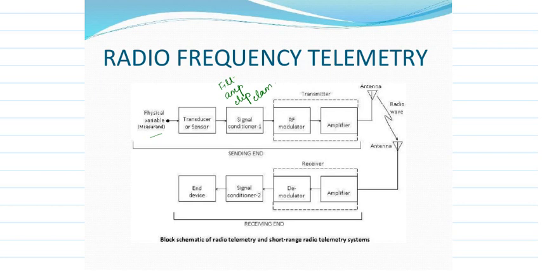Then it comes to the transmitter. Your transmitter block consists of two things, that is the modulator as well as the amplifier. That's all. Then we have an antenna. Then the receiving part, the same way, we have a demodulator and the amplifier. These two blocks we call the receiver block. Then here also we have signal conditioning. Then the output display part, you have an end device. This is my radio frequency telemetry block diagram.